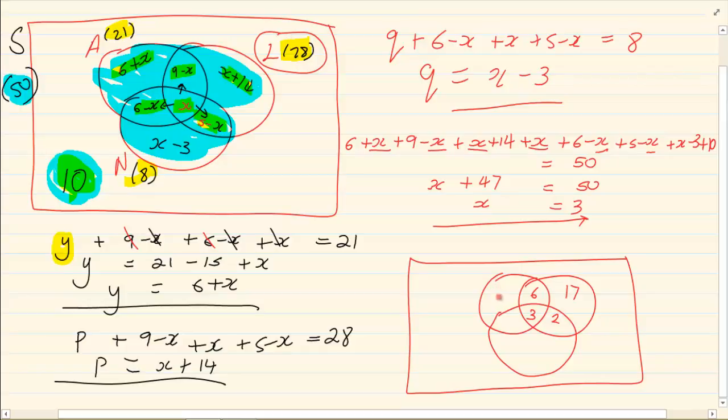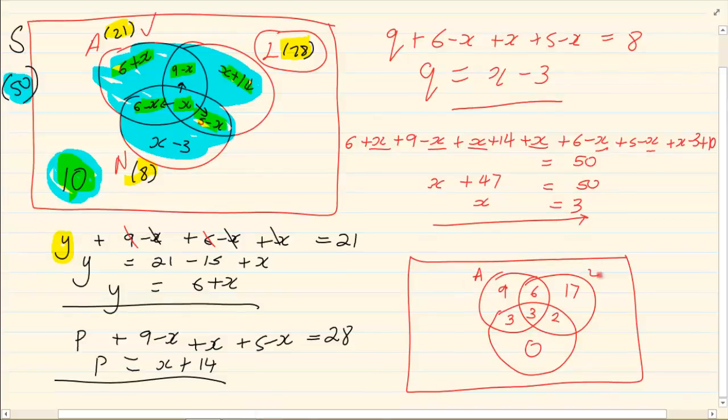Then we've got 6 plus 3, which is 9. 6 minus 3, which is 3. And then we've got 3 minus 3, which is 0. If you want to double check, then we can say 9 plus 6 is 15, plus your 3, 18, plus your 3 is 21. And we said that A is 21. We said that L is 28. And if you look at N, it's 8. 3 plus 3 plus 2 is 8. Plus we have our 10 outside.